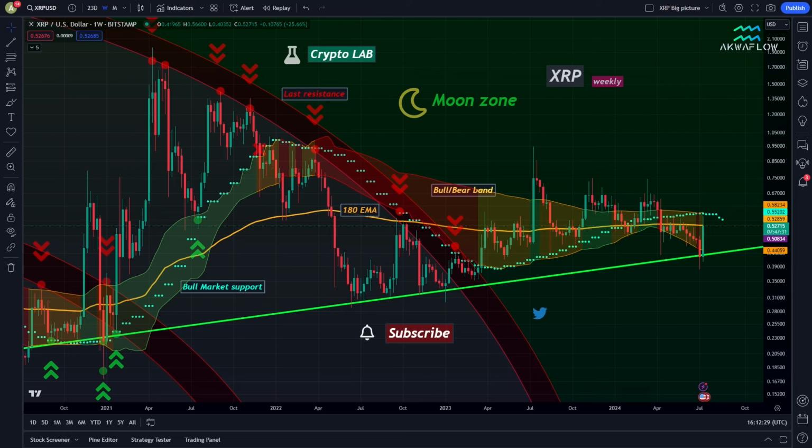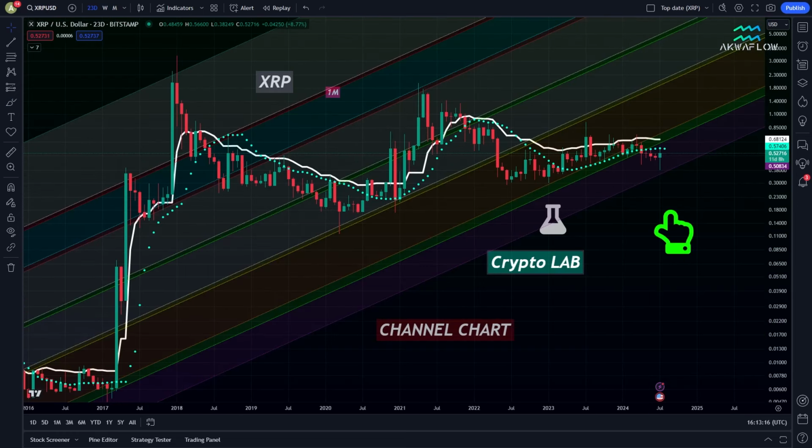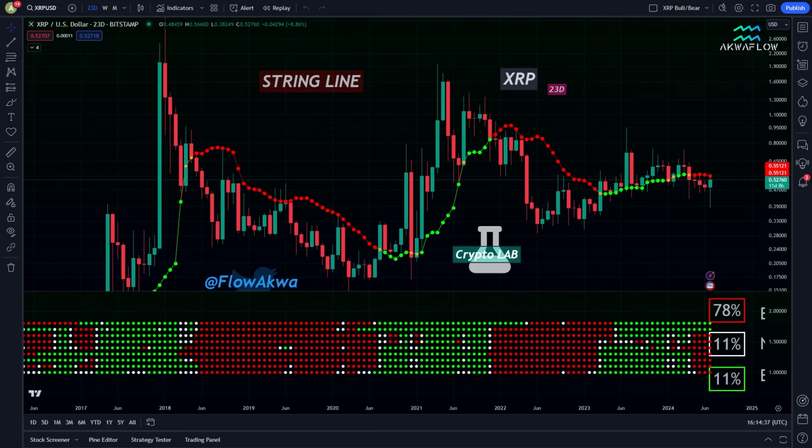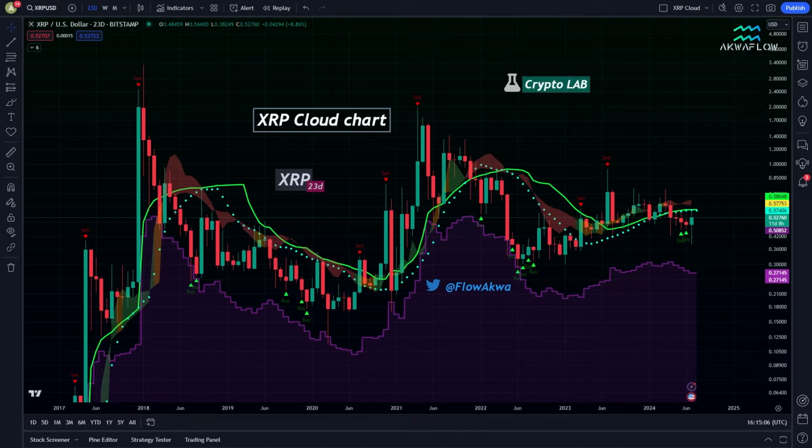So today we are going to start with the big picture chart, then we are going to have a brand new look at the channel chart. After this, I will share an update of the Moonshot chart. Then, of course, I will tell you what the bull bear index is saying about XRP. Then last but not least, we are going to finish the video with the cloud chart.